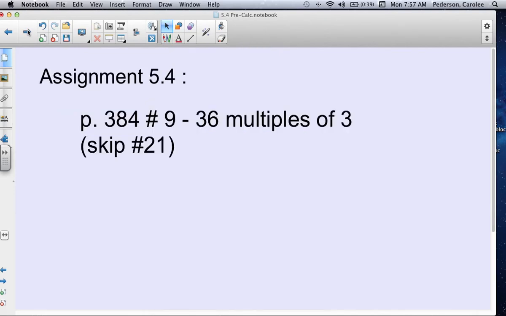Here's what your assignment will be on page 384, 9 through 36, every third question. And then you can also skip question 21. Good luck and have fun.